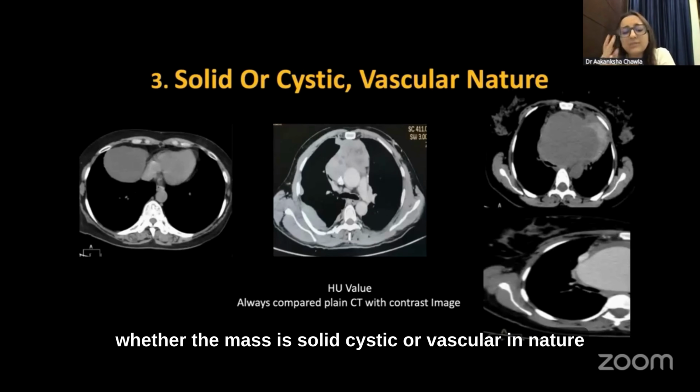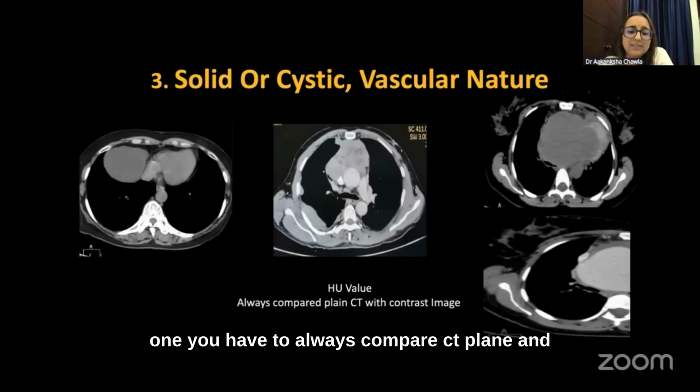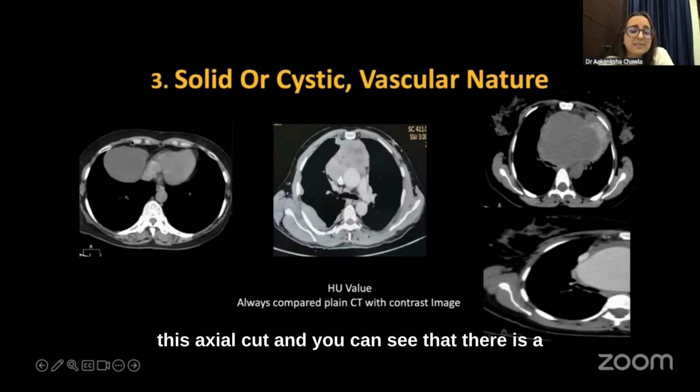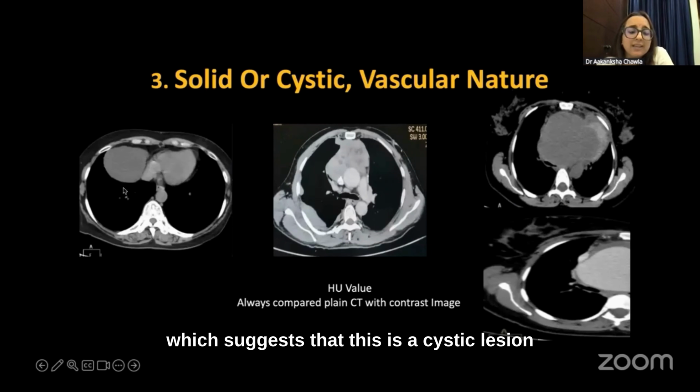Then whether the mass is solid, cystic, or vascular in nature. Now remember something, when you have to differentiate this, you have to always compare the CT plain and your contrast images and the HU value. Look at this axial cut, and you can see that there is a large lesion here. Looks like a cystic lesion. Why cystic? Because one, the HU value of this lesion will be low, 0 to 10. Secondly, if you give contrast, there'll be no enhancement. Again, which suggests that this is a cystic lesion.